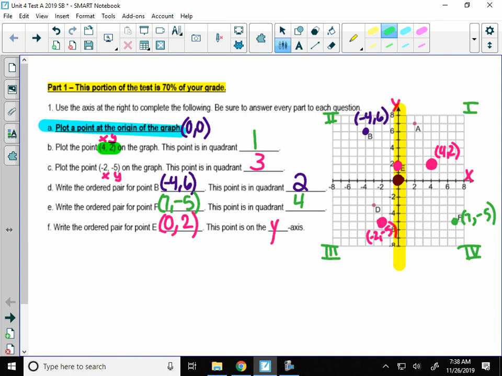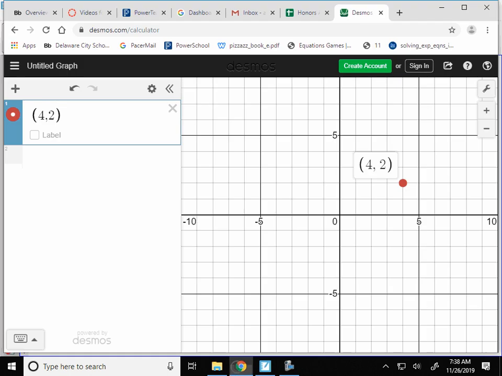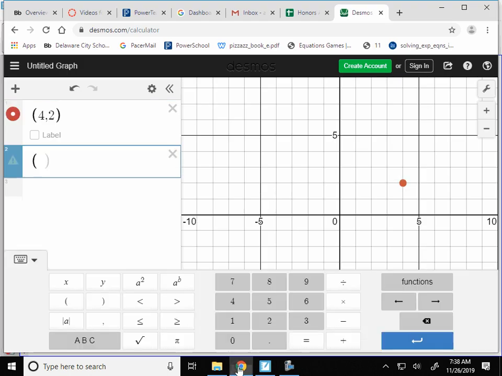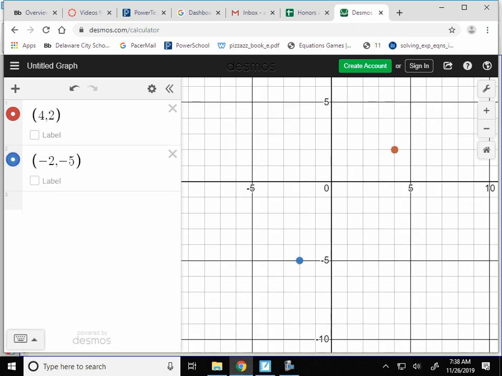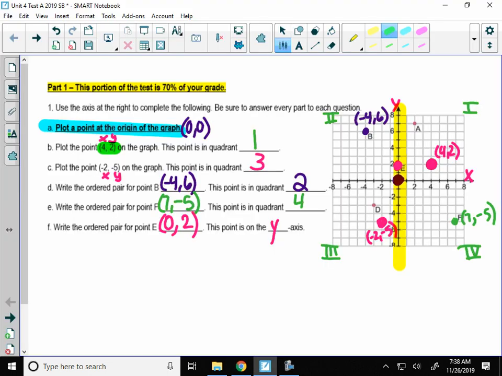Same thing for the second one, negative 2, negative 5. If you're not sure where to plot it, type it into Desmos. It's not cheating. It's using your resources to check. You can see negative 2, negative 5 is down here, right? Just like it's down here on our graph.